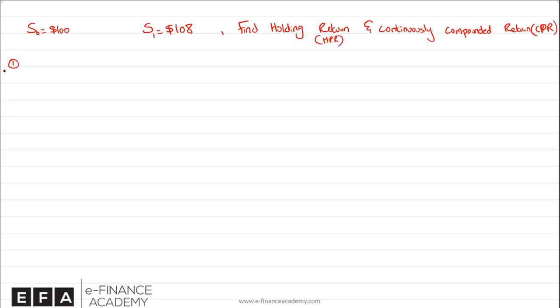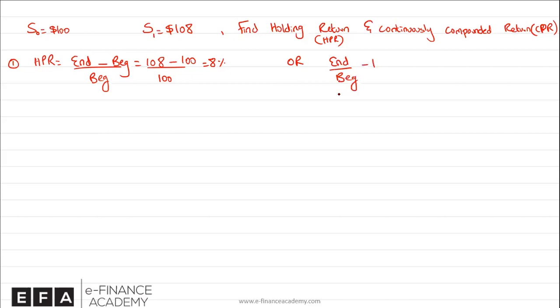So to find our HPR, holding period return, which is simply calculated as percentage change over a period of time or percentage return over a period of time. In this context, because there is no dividend, holding period return will be calculated as ending value minus beginning value, which will give you the price change. If there was a dividend, you would have to add any dividend, divided by the beginning value, which will be 108 minus 100 divided by 100, which is equal to 8%. Alternatively, you can also find HPR using this formula, ending over beginning minus 1.